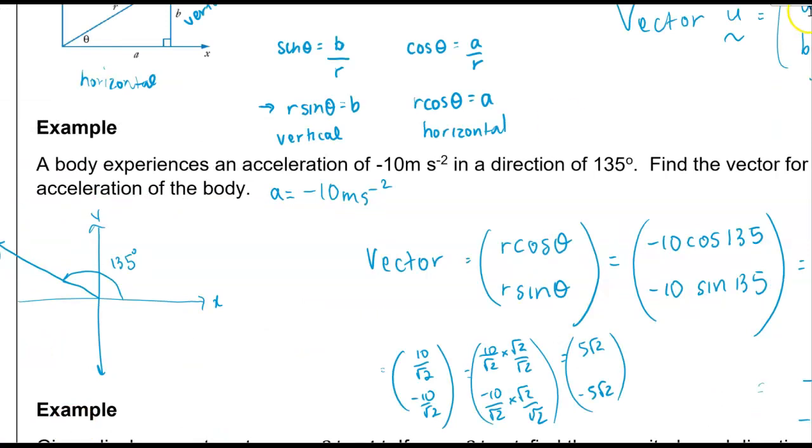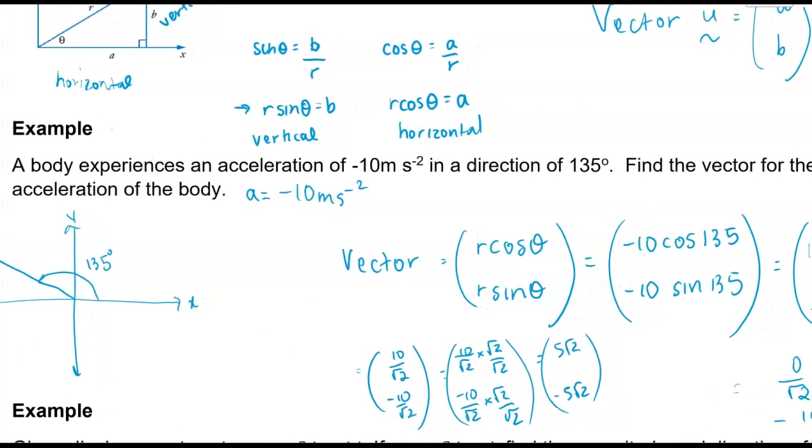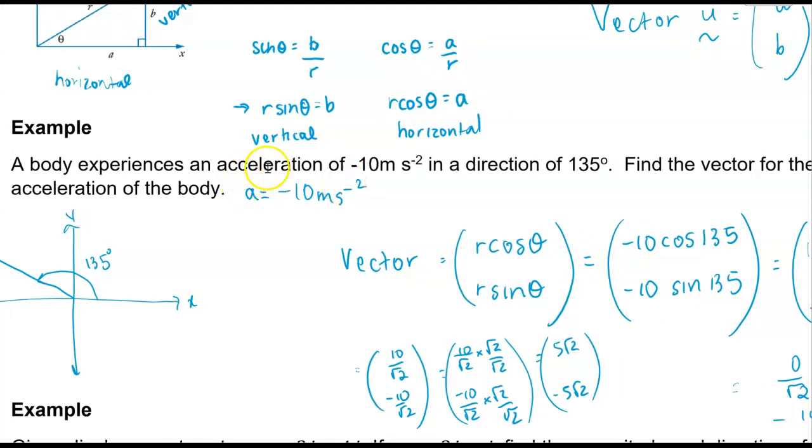Okay, let's have a look at our first example. It says a body experiences an acceleration of minus 10 meters per second squared. If you have not done this in your advanced course yet, or haven't seen physics, acceleration is velocity per time period, and velocity is meters per second. So we end up with two lots of seconds. Acceleration is meters per second per second, which we often write as meters per second to the power of minus 2.